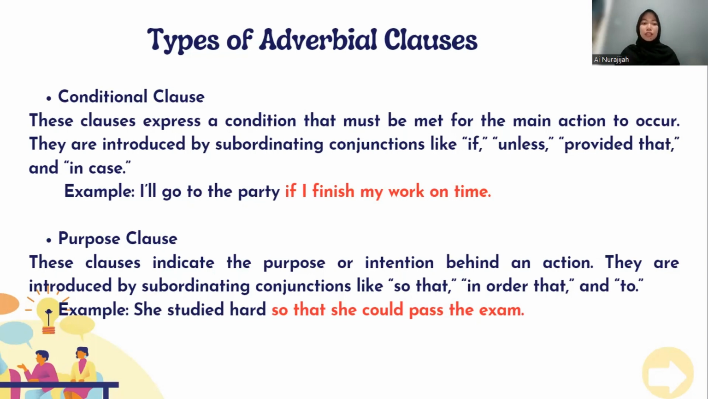And then after that, there is purpose clauses. These clauses indicate the purpose of or intention behind an action, and they are introduced by subordinating conjunctions like so that, in order that, and to. For example, she studied hard so that she could pass the exam. So that she could pass the exam in the sentence is an adverbial clause because it modifies the verb studied.